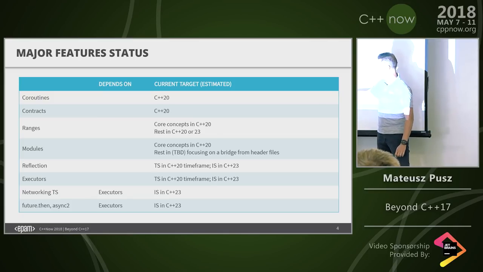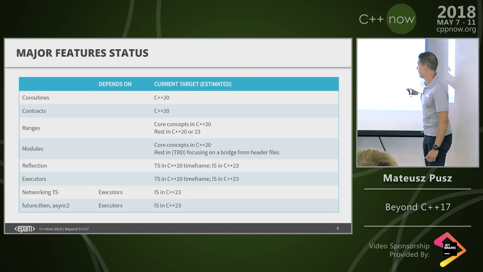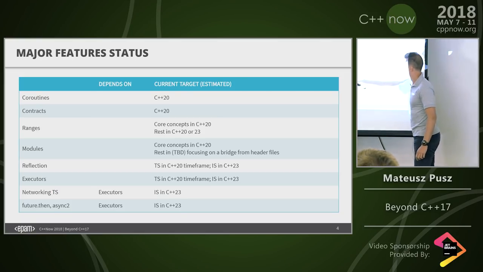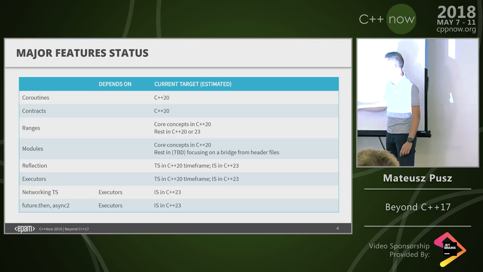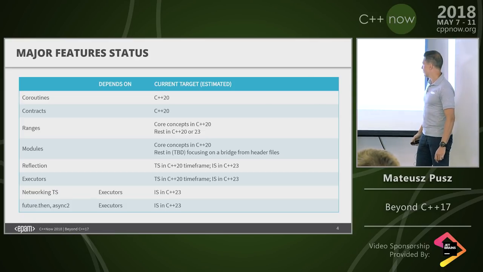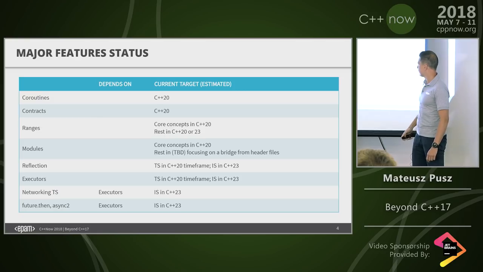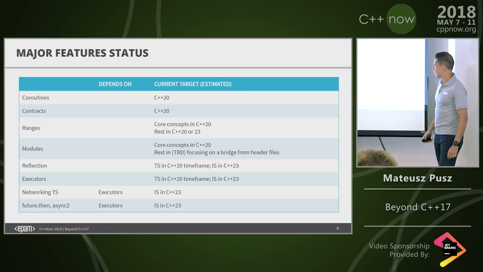Networking, future.then, async2 are done, but they are waiting for executors to be complete, and executors are still here. So those features are also hanging and waiting for executors. And that's why they are not being merged to the standard.